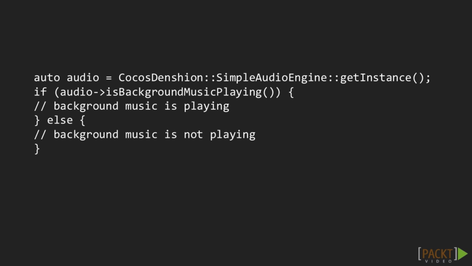If you don't want to put on your headphones continuously and listen to the same tone over and over again, here's a tip for you. You could determine whether the background music is playing by using the is background music playing method. Here's the code. Do try it and let me know if it worked.